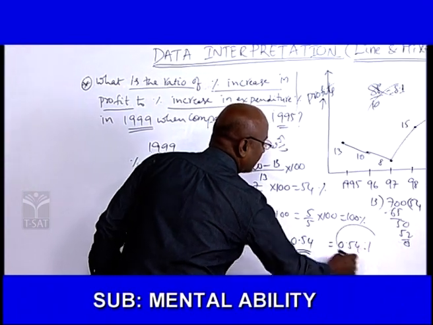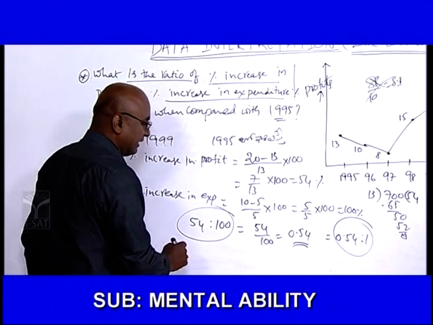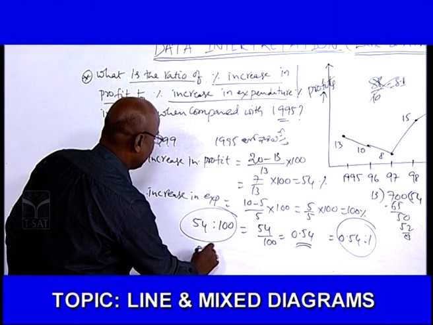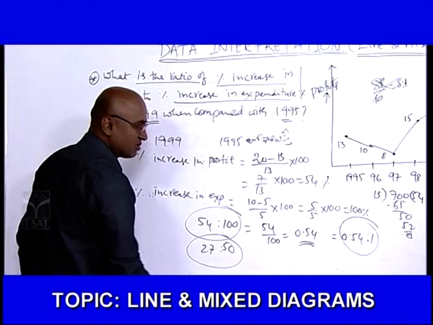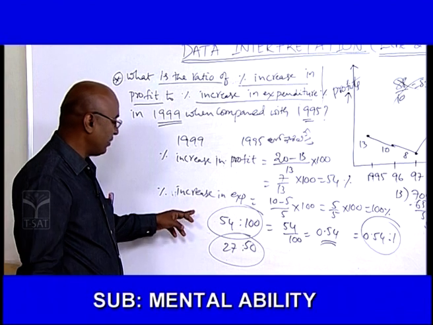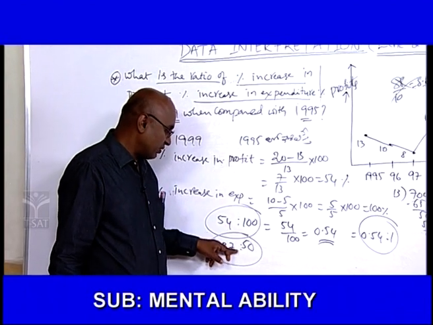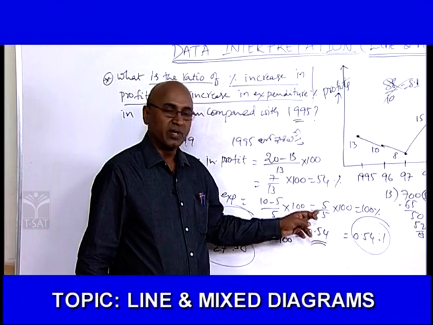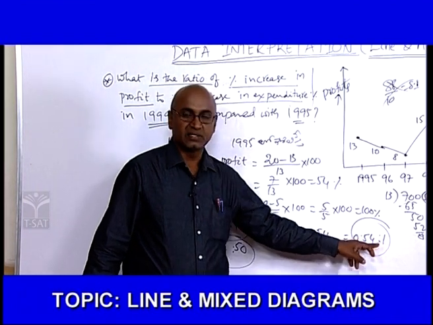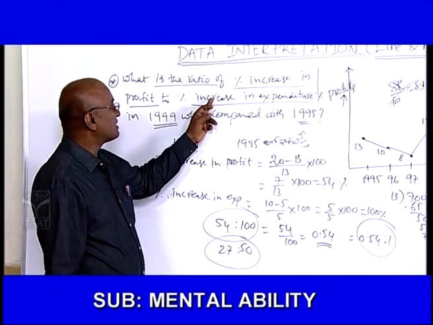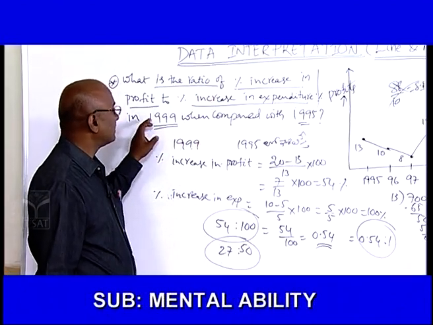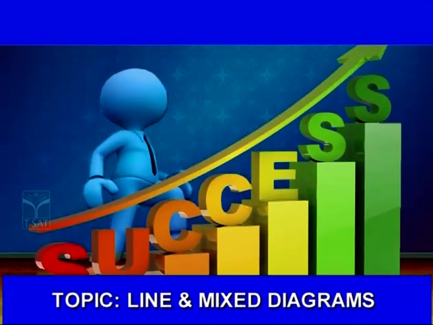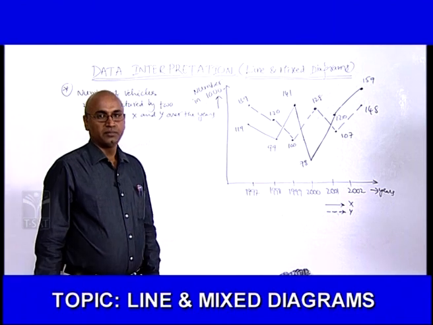0.54 is to 1, or 54 is to 100, or 27 is to 50. So this is also the ratio. So the ratio may be 54 is to 100, or 27 is to 50, or it can be said as also 0.54 or 0.54 is to 1. So this is the ratio of the percent increase in the profit to the percent increase in the expenditure. Now we'll see the next problem.